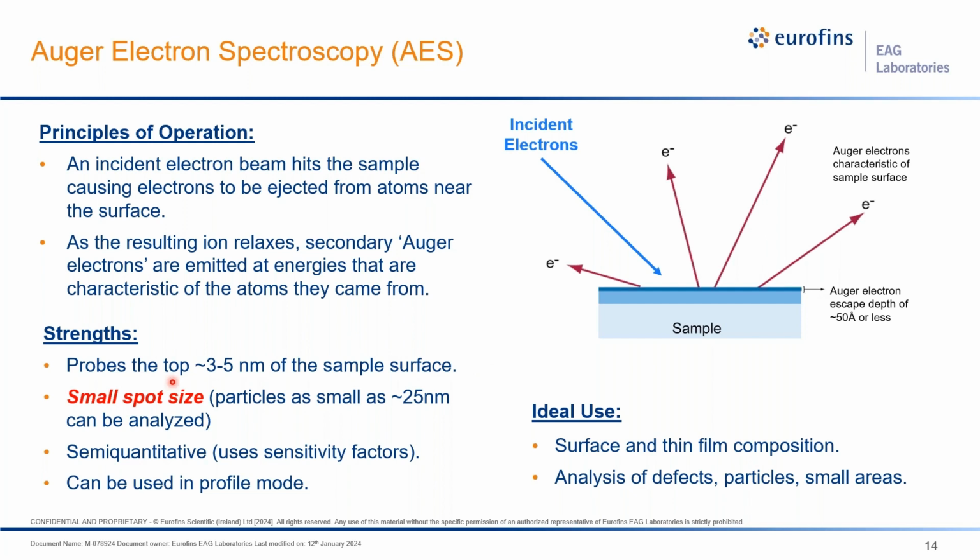Auger is a bit more surface sensitive than XPS. It probes roughly the top 3 to 5 nanometers of a sample surface. I mentioned it's a very small spot size, can analyze very tiny particles. Like XPS, it is semi-quantitative because it uses sensitivity factors, and like XPS, it can be used in a depth profile mode. Because Auger is coming in with electrons and electrons coming out, Auger is best used for electrically conductive materials. It does not analyze insulators very well.